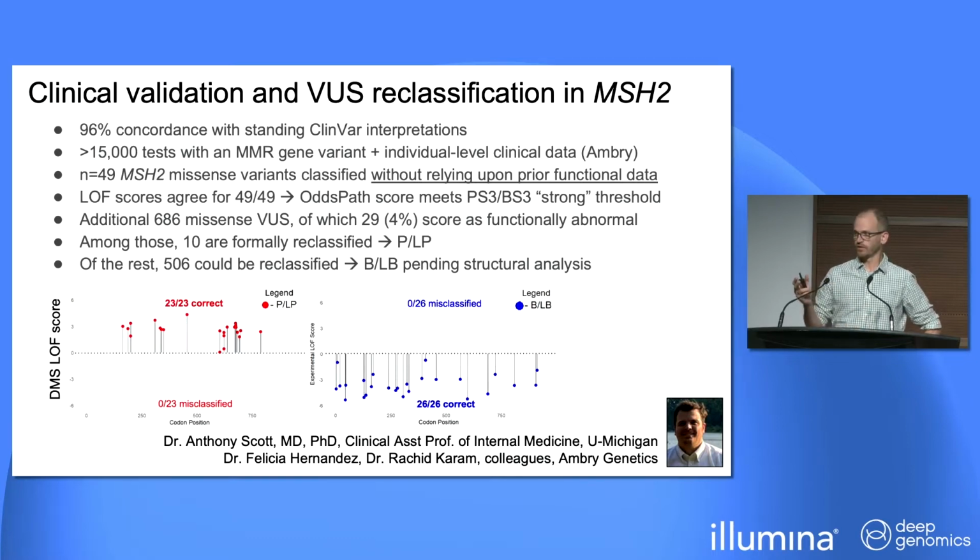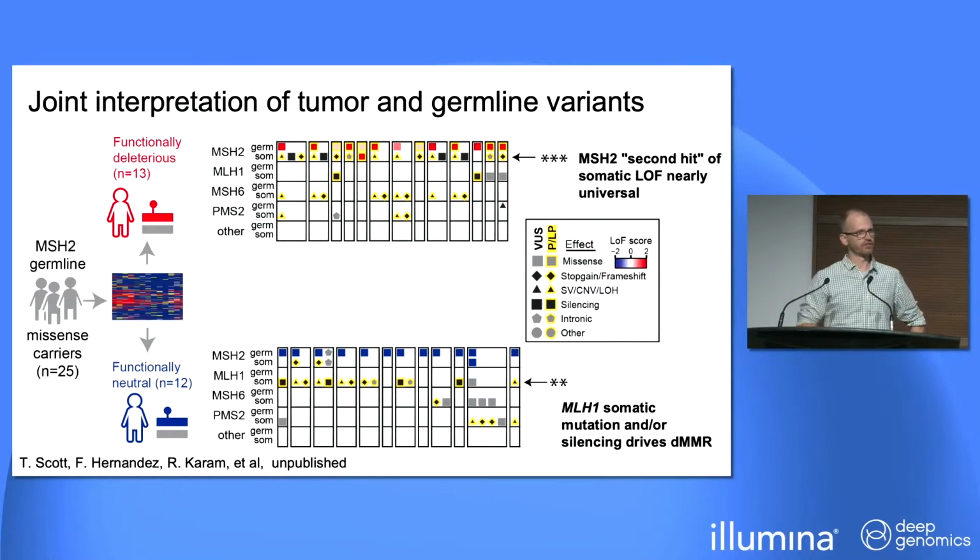And then having done that, we can use the resulting odds path score that we calculated for MSH2, and go on to reclassify standing VUS. Our colleagues at Ambry have been able to reclassify 10 of them to pathogenic, likely pathogenic, and another 500 look like they could go benign. One really interesting thing that we were able to do with this for a subset of individuals who had not only germline testing, but also tumor genetic testing.